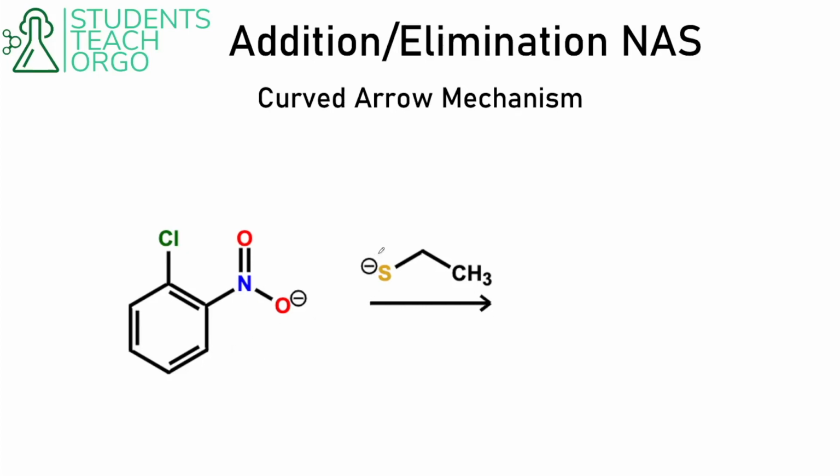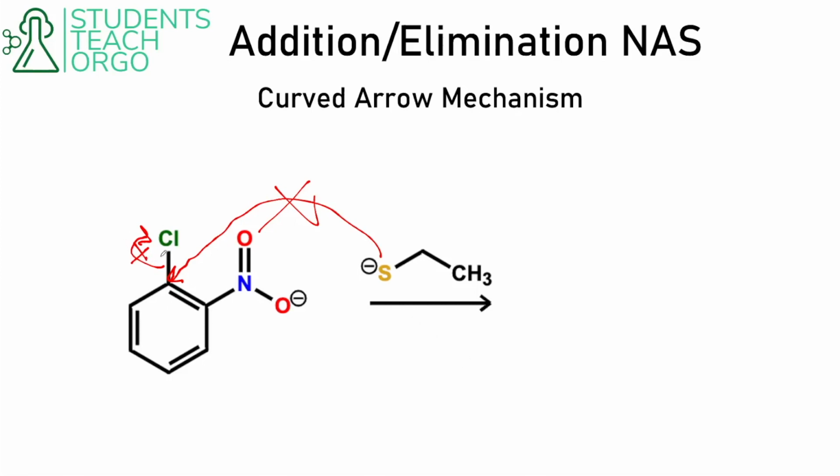Now, I'm sure some people would be tempted to think that this reaction would proceed with a mechanism where maybe the sulfur attacks that carbon and then the chlorine leaves. But that is not going to be good. And why? Well, if you remember from the SN2 video, SN2 reactions work very, very poorly when the leaving group is on an sp2 hybridized carbon. So if that's not the mechanism, what is it going to look like?